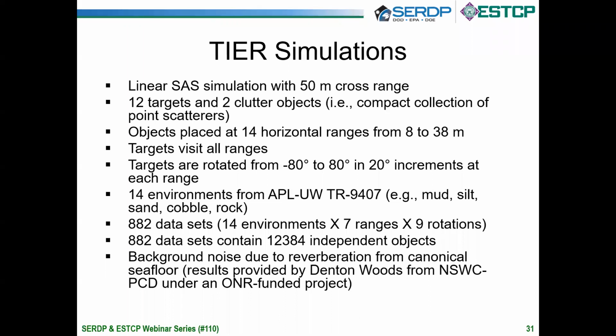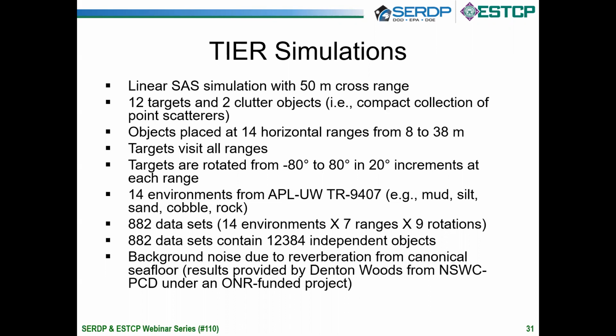As I said, we want to augment the available experimental data. So we've done some TIR simulations where we considered a linear SAS system that spans 50 meters, which is a little bit longer than our experimental data, but that's okay. We're just trying to generate raw data snippets. We put 12 targets and 2 clutter items in the target field on each side of this simulation. There were 14 horizontal ranges where we placed a target at different locations within the target field. We had targets visit all ranges.